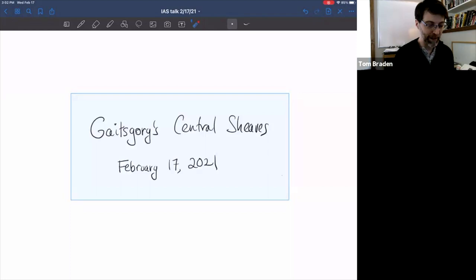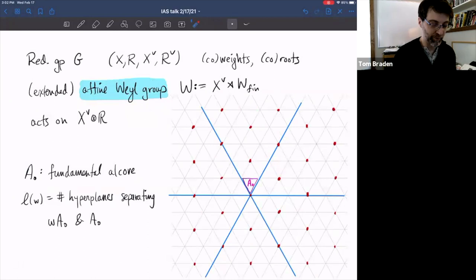Okay, so to start with, I'm just going to have a brief review of the affine Hecke algebra, and the result about the center of the affine Hecke algebra is categorified by Gaitsgory's construction. So just some standard notation.